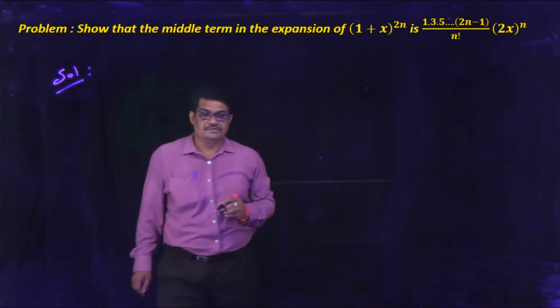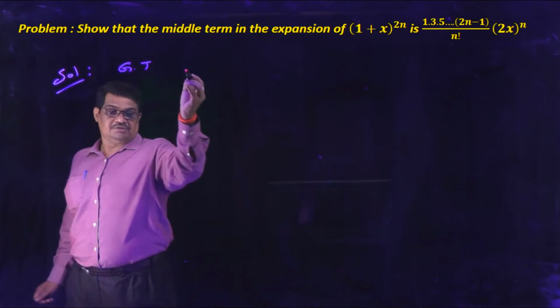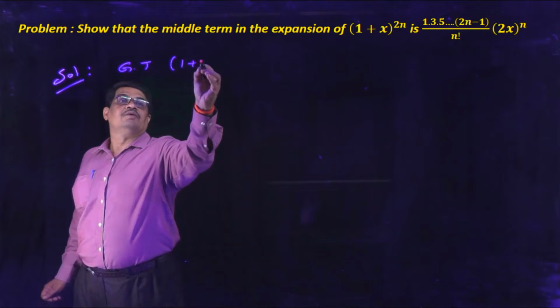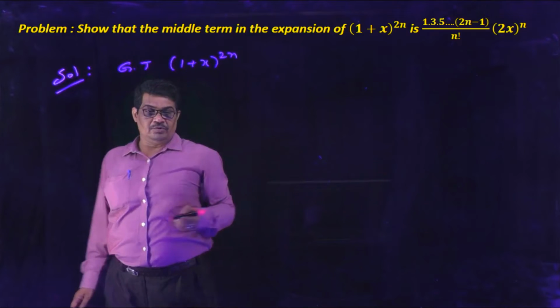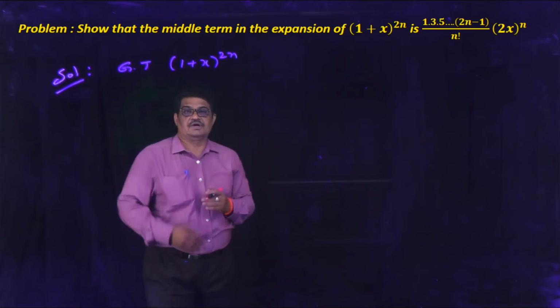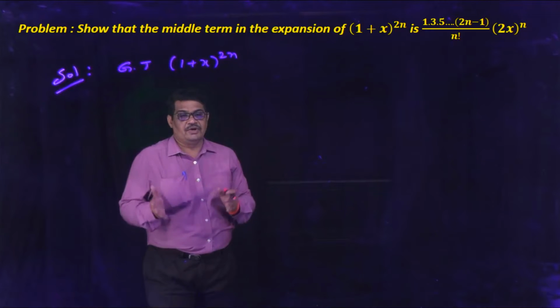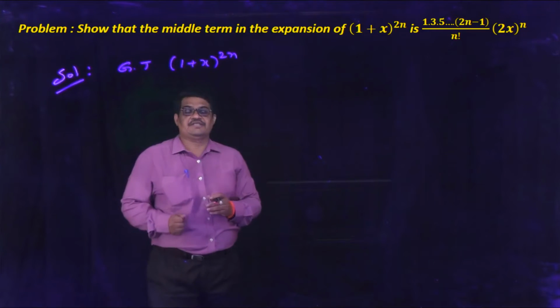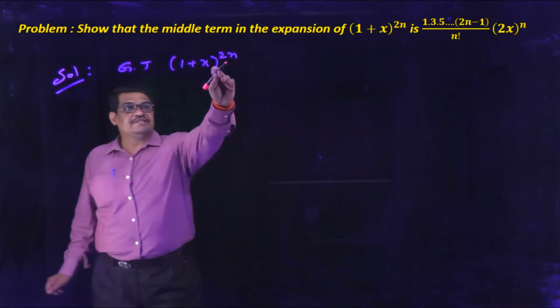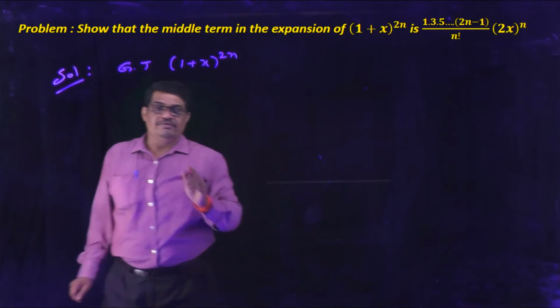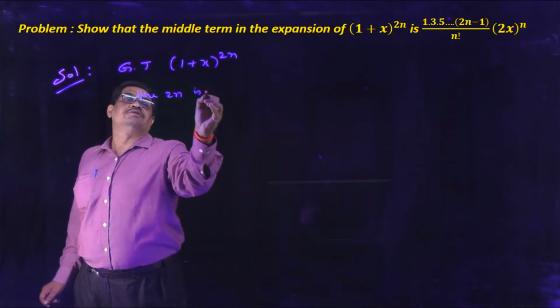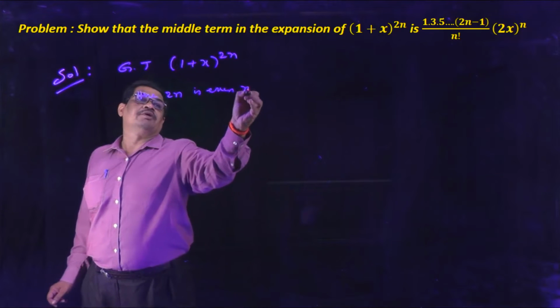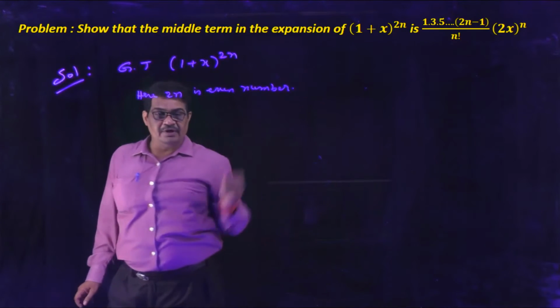What is the given term? That is given: (1 plus x) whole to the power of 2n. That is the given expression. Now we have to find the middle term in that expansion. Here the index is 2n, which is an even number.